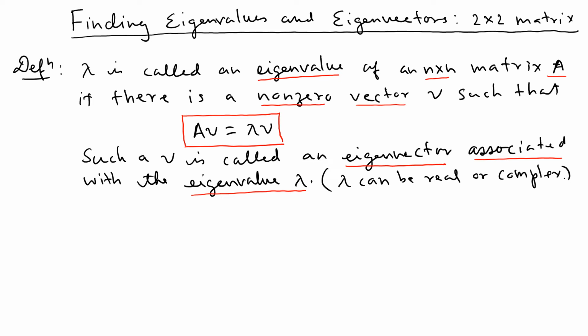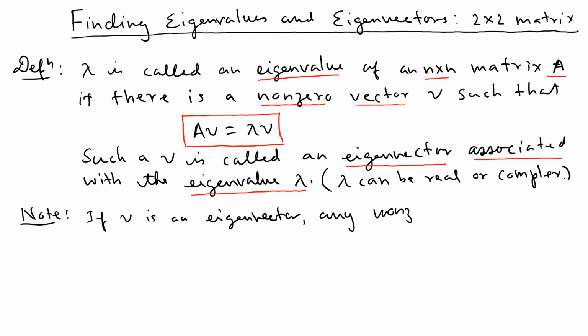So let's write that just as a note. If v is an eigenvector, any non-zero multiple of v is also an eigenvector.